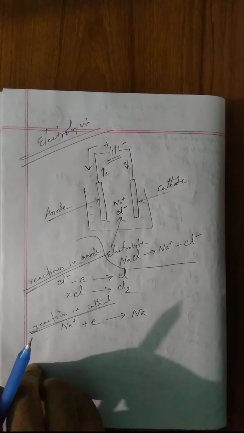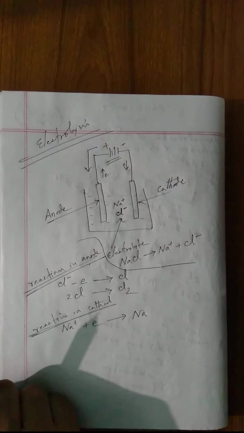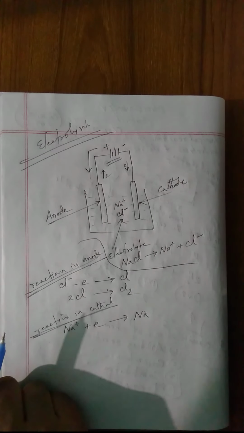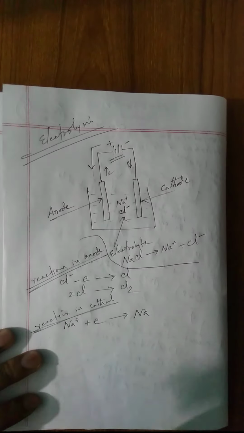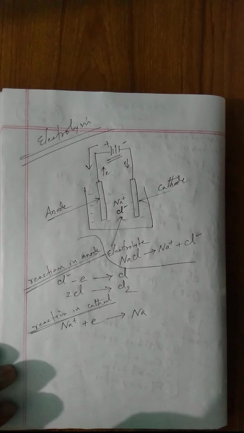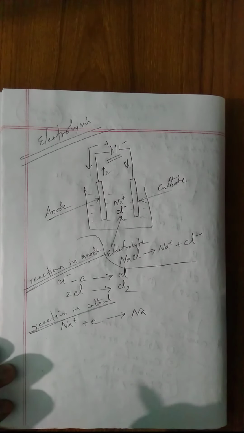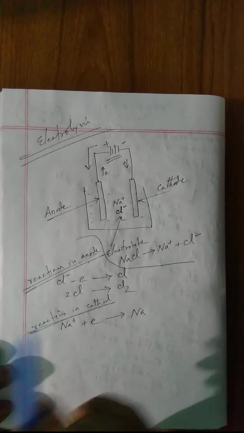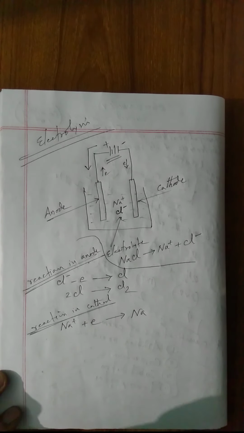You will learn this elaborately when you are a student of a higher level. So this is the electrolysis process, and the total system, that means the pot or container in which this process is carried out, is known as an electrolytic cell. So this is the overall electrolysis process.